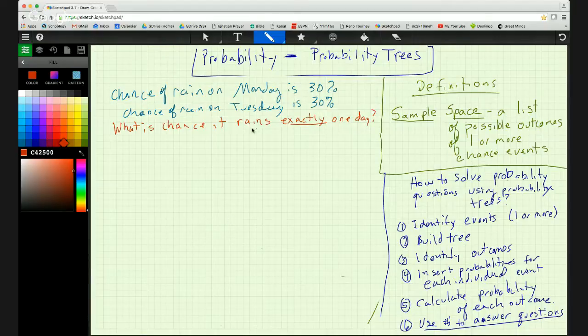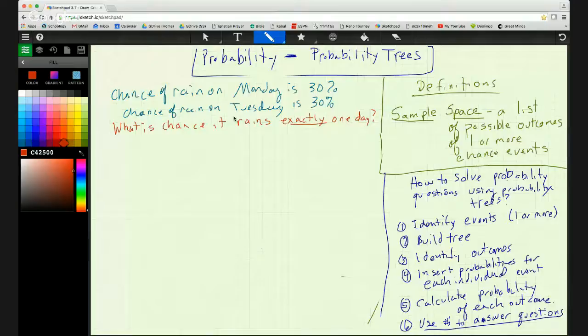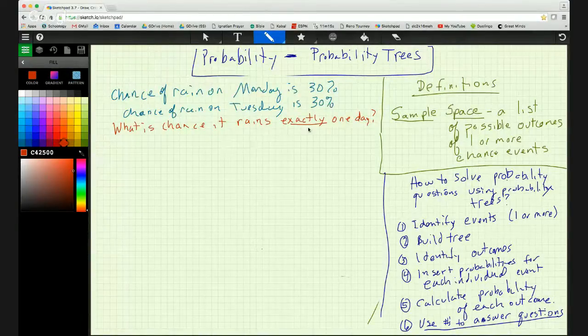Okay, so this is a little bit different. Last question was would it rain at least once. So this is exactly one day. So after we build our tree, we're going to have to look at our probability tree and our percentages and our outcomes and make a decision about which outcomes meet this criteria. So let's look at this.